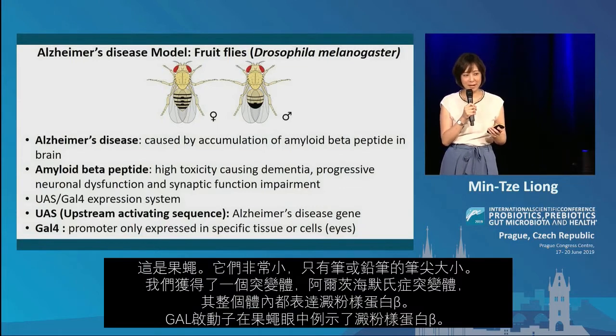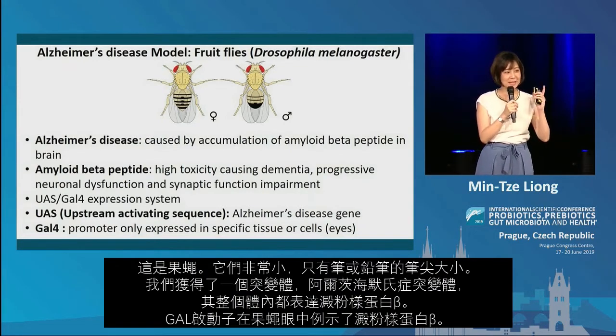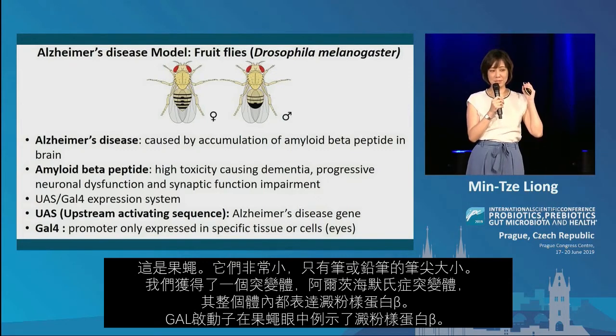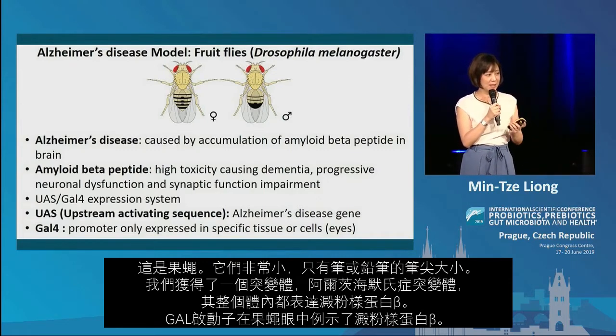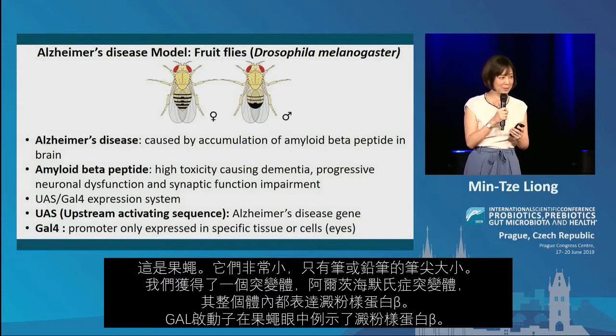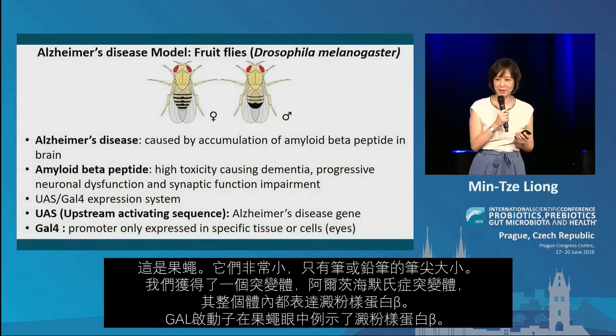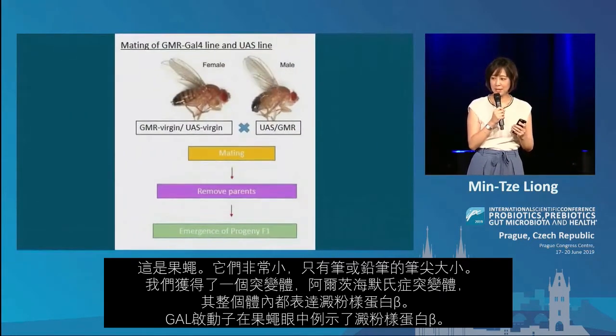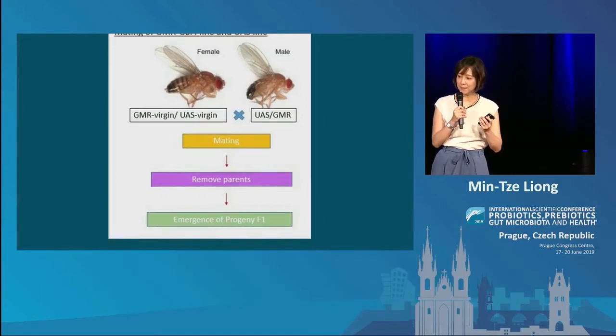So this is a fruit fly. They are very small. They're just the size of the tip of a pen or a pencil. What we did was that we obtained a mutant, an Alzheimer mutant. So this whole fruit fly has amyloid beta expressed in its whole body. But they are flies. They can't talk, and we can't ask them how they are feeling today or have they lost their memory. So we have a GAL promoter that actually expresses the amyloid beta in the eyes.